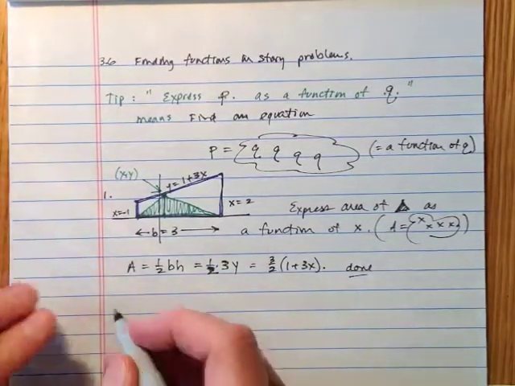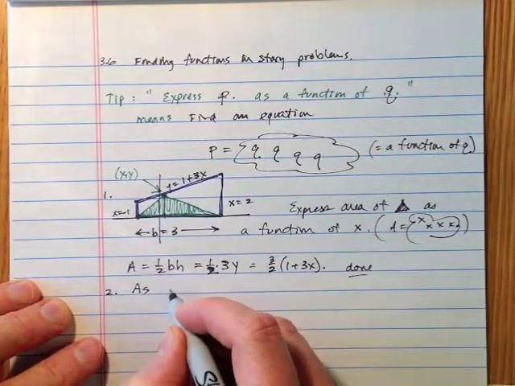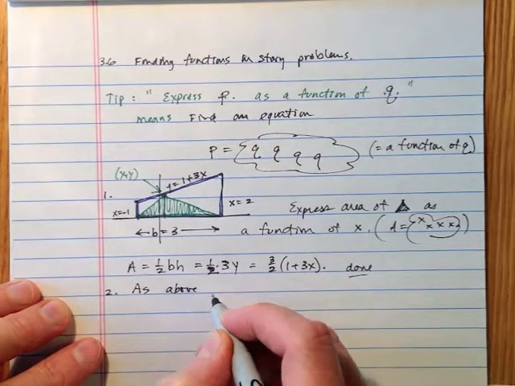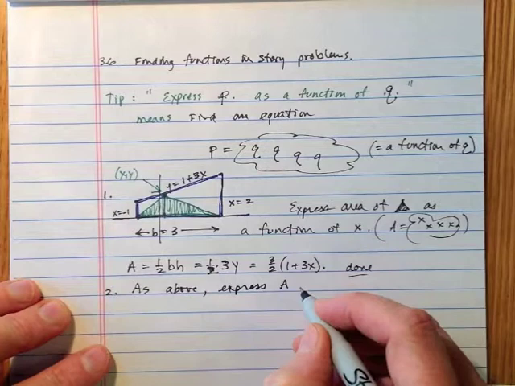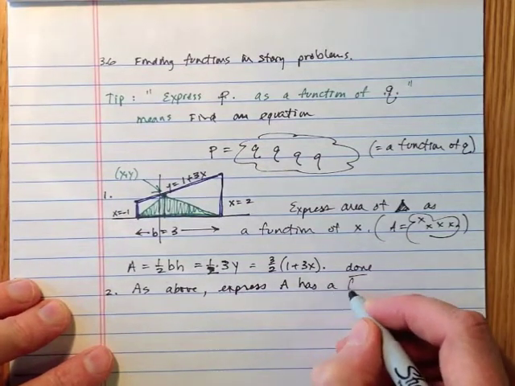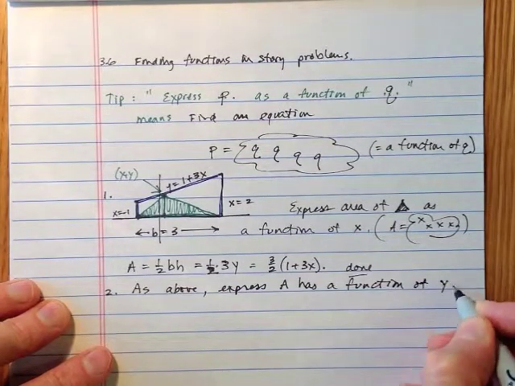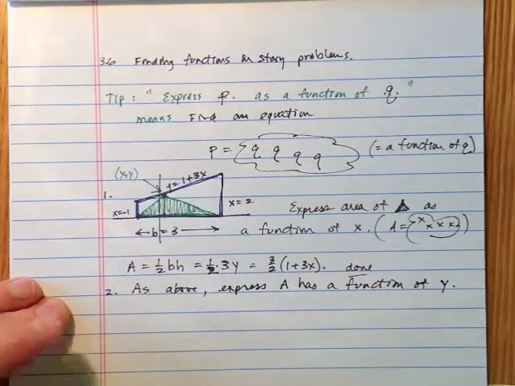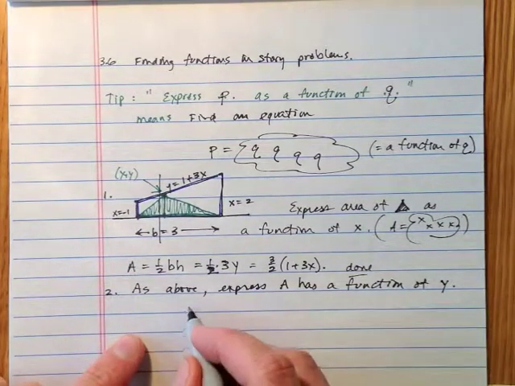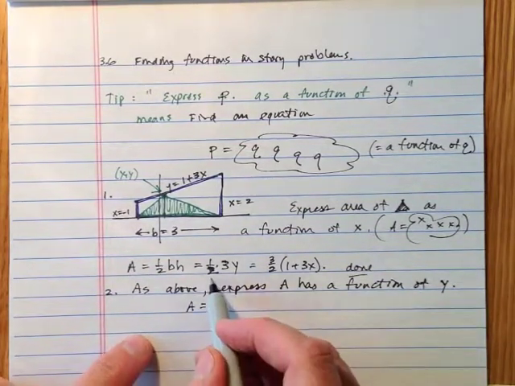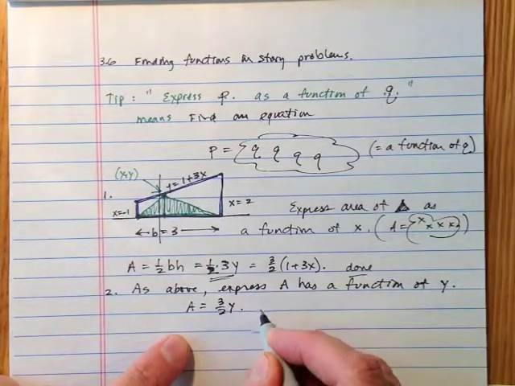But what if they ask me something different? I'll say, as above, express area as a function of y. I think I left myself enough room to do that one because we have it up there. Do you see what it is? Yeah, we were actually done right there. If that was the question, area equals 3/2 y.